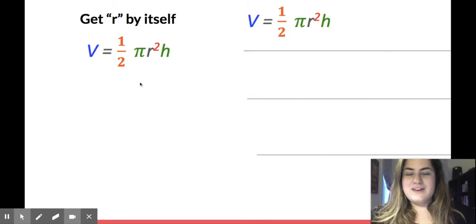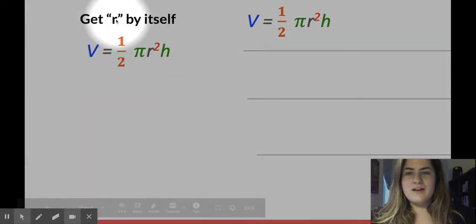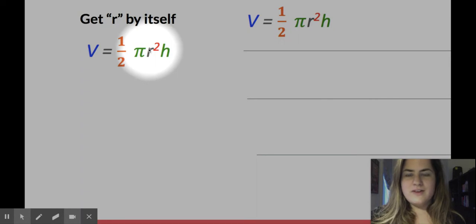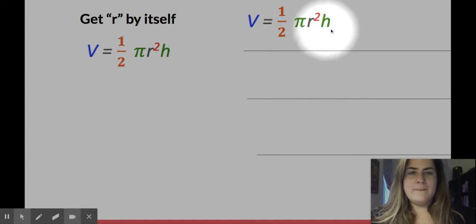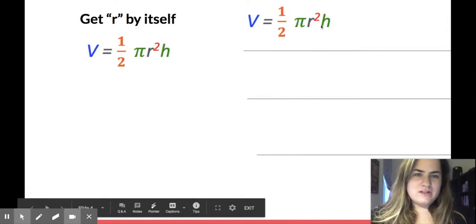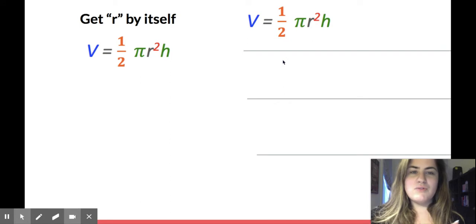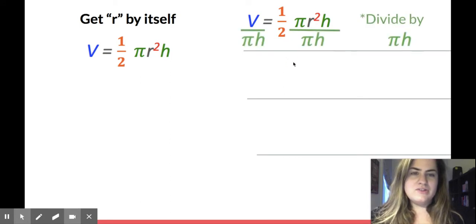Okay, for this one, I have a more complicated equation. There's a lot going on here. I want to get r by itself. There's a lot near r. My goal is to undo everything that's happening. So I rewrite it so I got plenty of room to work. So first thing I see that we have pi and h next to r. I don't see any operations in between, so I can assume multiplication. The opposite of multiplying by pi and h is dividing by pi and h.